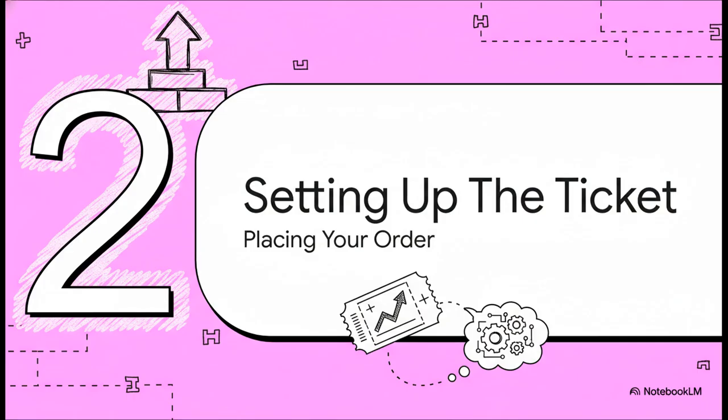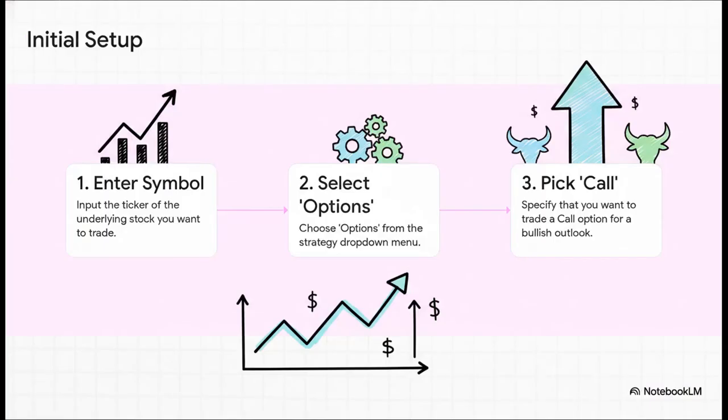The very first part is just setting up the ticket, basically telling the platform what it is you're trying to do. These first couple of steps are absolutely foundational. And it really just starts with 3 simple actions. First up, you're going to enter the ticker symbol for the stock you're watching. Second, from that little strategy drop-down menu, you're going to select options. And third, you specify that you're looking to trade a call.